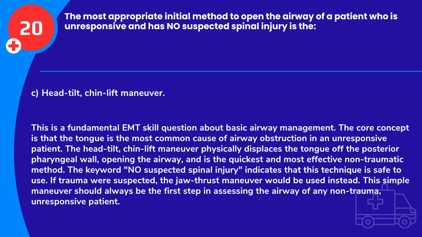Answer: C. Head tilt, chin lift maneuver. This is a fundamental EMT skill question about basic airway management. The core concept is that the tongue is the most common cause of airway obstruction in an unresponsive patient. The head tilt, chin lift maneuver physically displaces the tongue off the posterior pharyngeal wall, opening the airway, and is the quickest and most effective non-traumatic method.